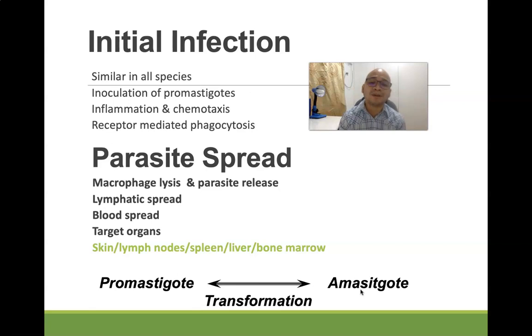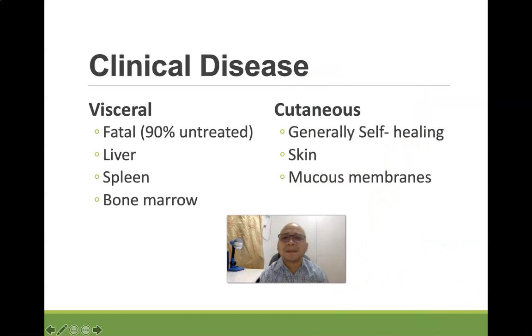If it is Leishmania donovani, then it will go to the visceral organs. Leishmania tropica, for example, will go to the skin. Leishmania brasiliensis will go to the nose, for example. So it depends on the target organ, and on the species of the Leishmania. So the clinical disease, therefore, may be divided into two types.